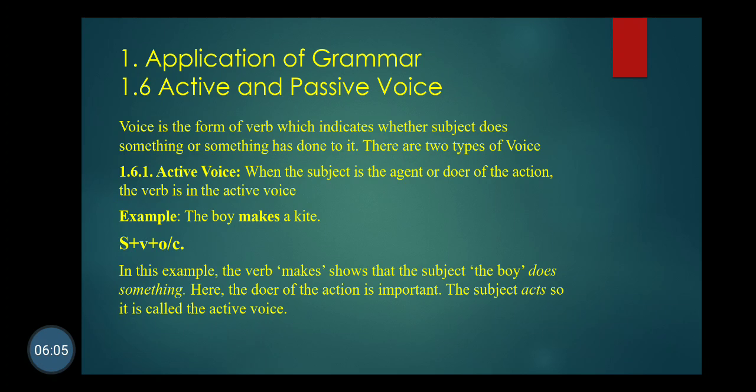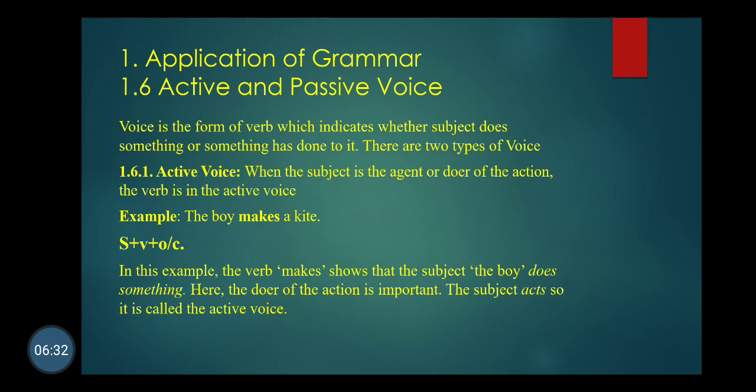The same sentence is called active voice. For example, the boy makes a kite. Here, boy is a subject, makes is a verb. Voice's main thing is verb. Voice is nothing but just a form of verb. Here verb is makes. Makes indicates it is active voice because in this sentence the boy is a subject and he performed the action on a kite.